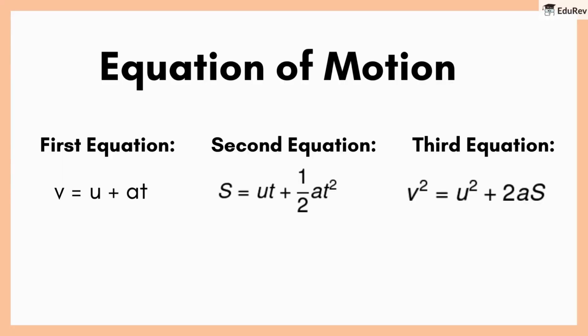Now, when it comes to motion, there are three main equations that we use to solve a problem. The first equation is v is equal to u plus at. The second equation is s is equal to ut plus half at square. The third equation is v square is equal to u square plus 2as.